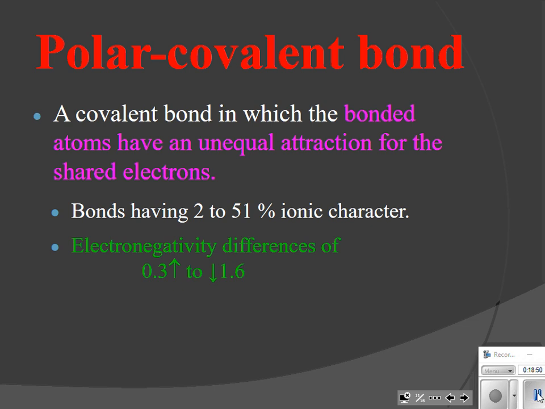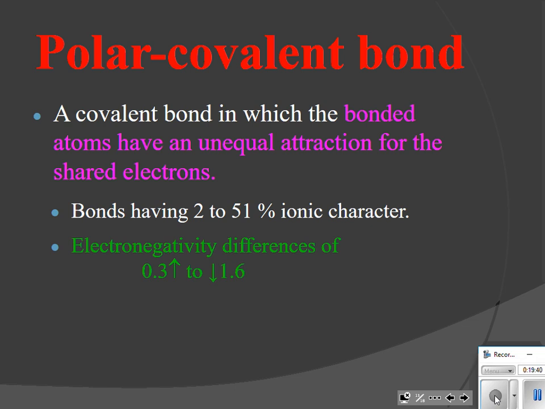Our next type of a covalent bond is a polar covalent bond. A covalent bond in which the bonding atoms have unequal attraction for the shared electrons. We just showed that slide of a tug of war between 2 electrons. Well, in a polar covalent bond, one of the atoms is winning the tug of war. Somebody's winning that pull. Which one is winning that pull? The one with the greater electronegativity. Because higher electronegativity means that they want to attract electrons better.